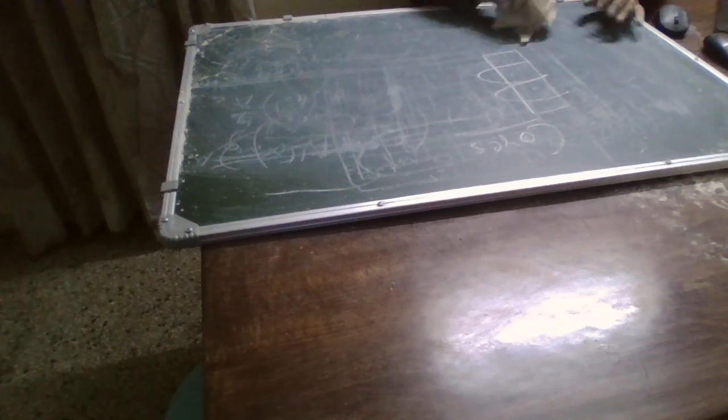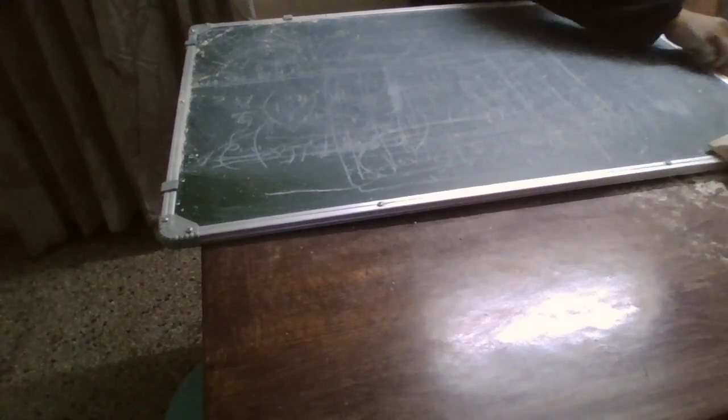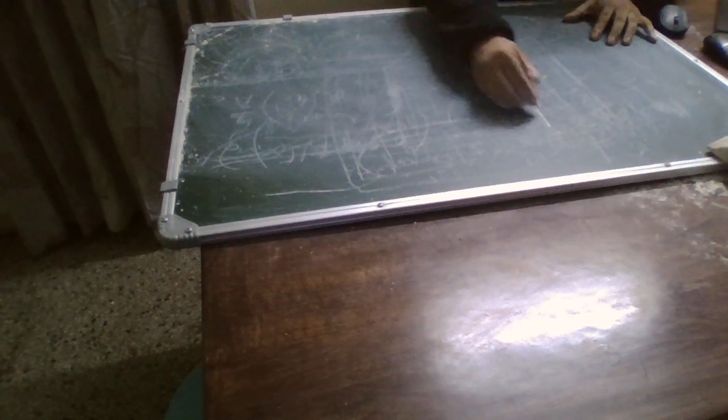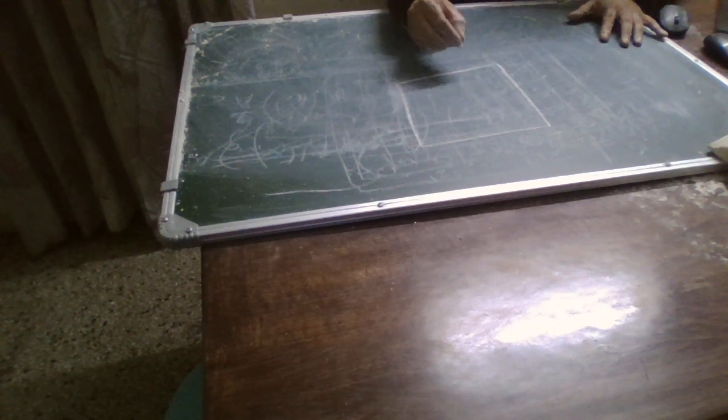So what are the core types? We basically have two types of construction for magnetic cores. One is the shell type. Let me now draw a square properly. So this is a shell type construction.